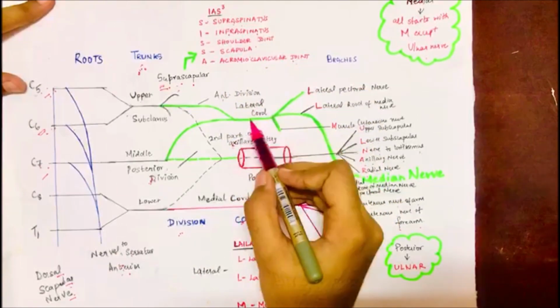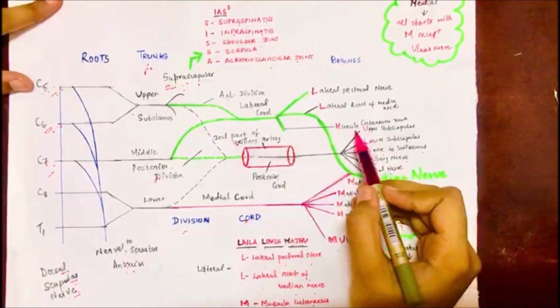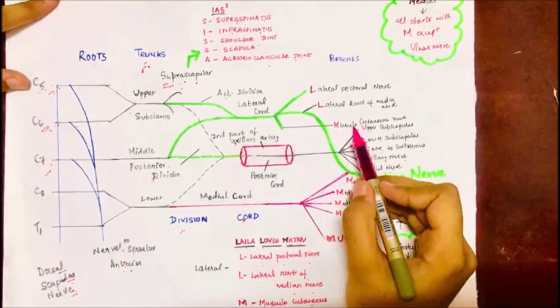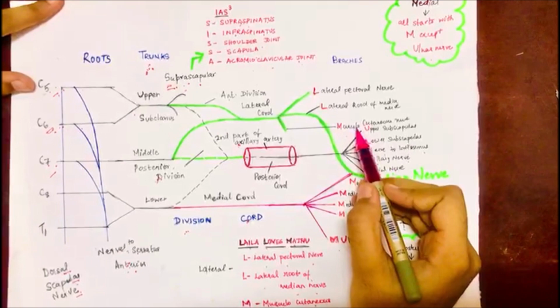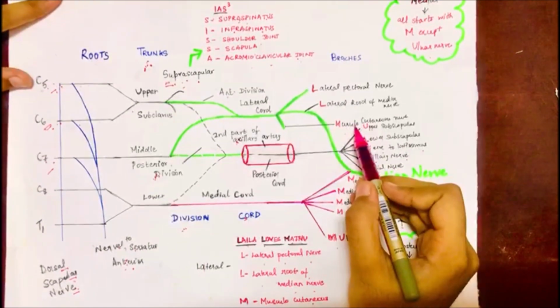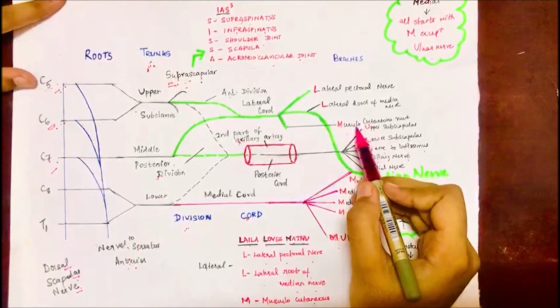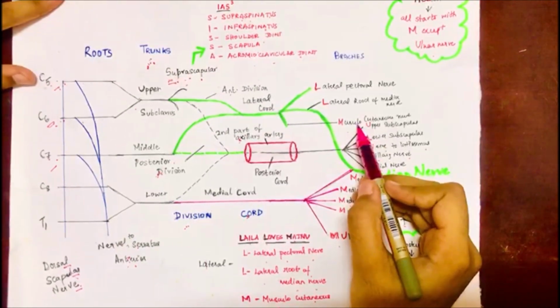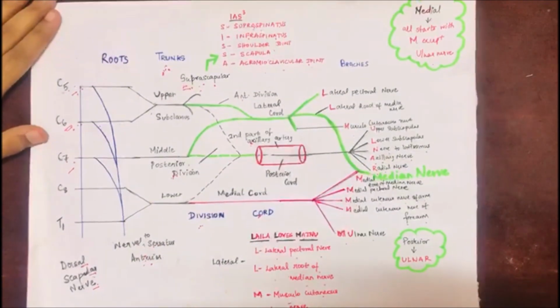Now let us move on to the lateral cord. The nerve affected in case of the lateral cord is the musculocutaneous nerve, and the muscles paralyzed are the biceps, brachialis and the coracobrachialis. Remember the mnemonic Mr. BBC, where M stands for musculocutaneous nerve, B stands for biceps, the other B for brachialis and C for coracobrachialis. Now let us move on to the posterior cord.